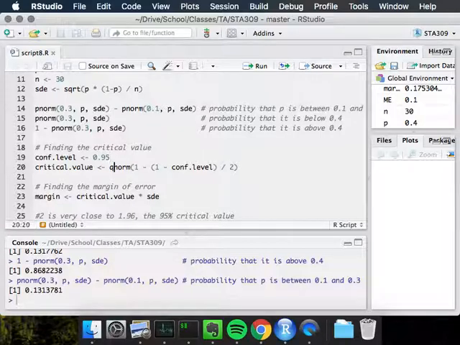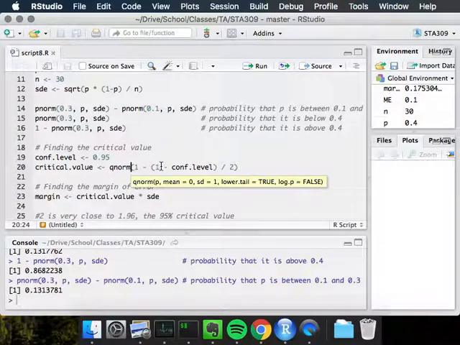So you have the confidence level. You find the critical value very simply. So you say 1 minus the confidence level is 5%. Then you divide by 2 because you're looking at both sides of the distribution. And then you take Q norm of 1 minus that and it gives you the critical value. For 95%, it's something close to 1.96.